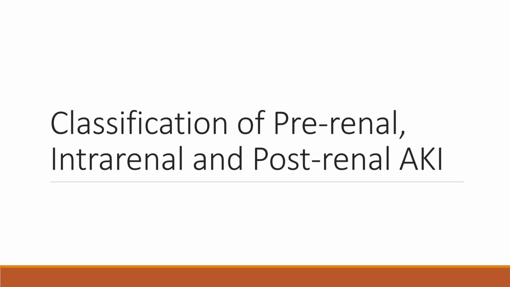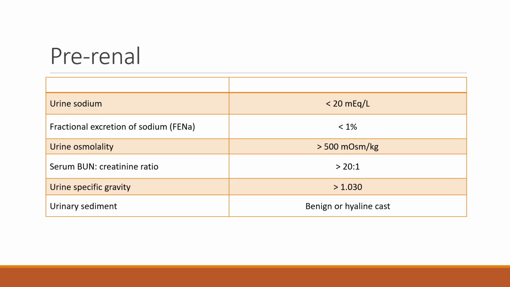Hi, today I would like to talk about the classification of prerenal, intrarenal, or you call it intrinsic, and postrenal acute kidney injury. This one is a very common table you're gonna see everywhere, but I'm gonna discuss them one by one to let you understand why we have it, how come it's this value, and how to interpret it. So we start with pre-renal AKI.